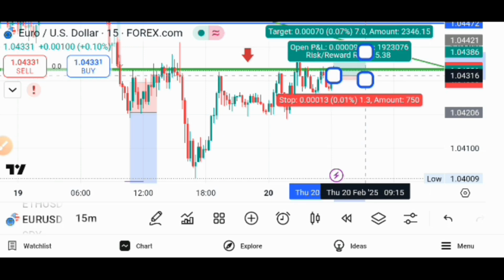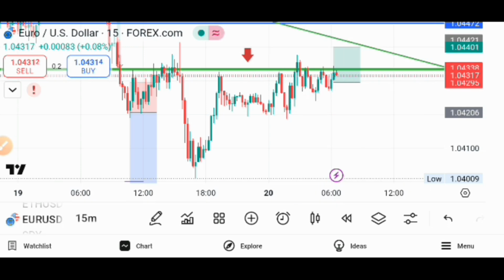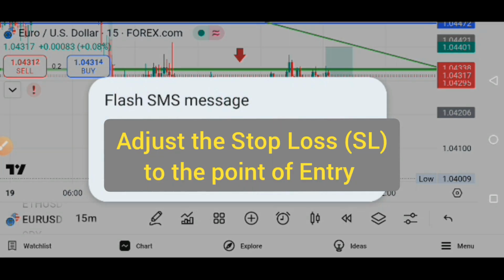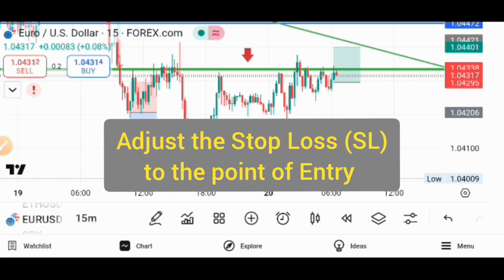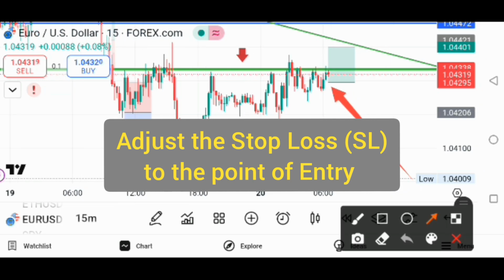So now I want to adjust my stop loss to the point of entry. That's what I just did here, so that if the market comes against me, I will never close with a loss. It will be a zero-risk, free trade, no loss.